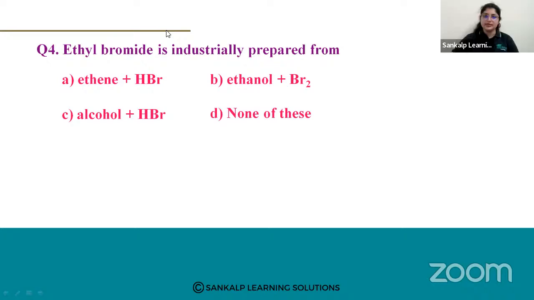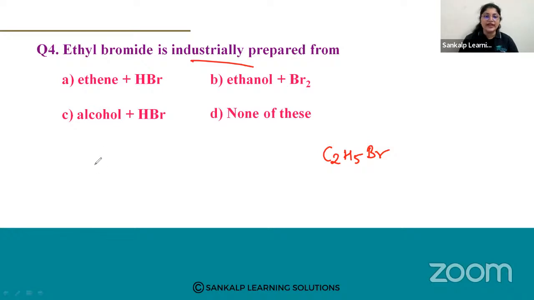Yes. So how is ethyl bromide prepared? Archana has replied B. What about others? Swati has also replied B. So industrially, how is ethyl bromide prepared? What is ethyl bromide? It is C2H5Br. Shreya Kumari has also answered B. So ethyl bromide is C2H5Br.